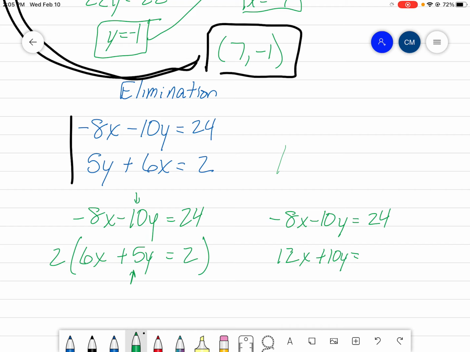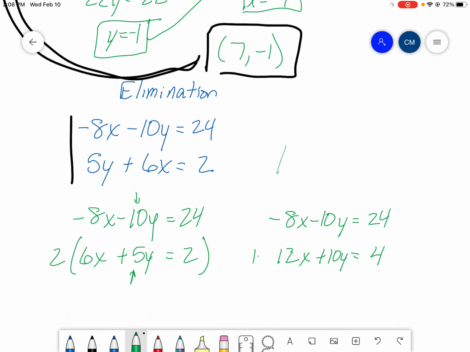To 12x plus 10y is equal to 4. So now I can go ahead and add these together.